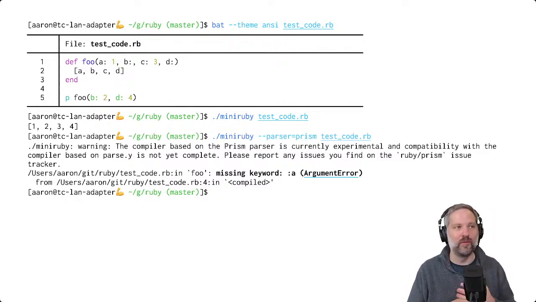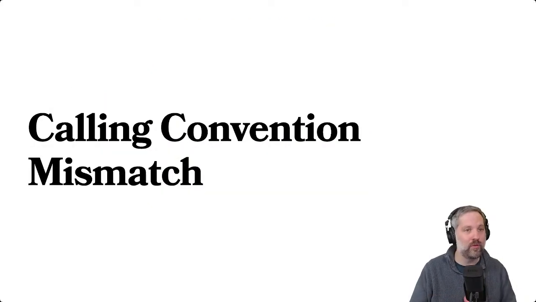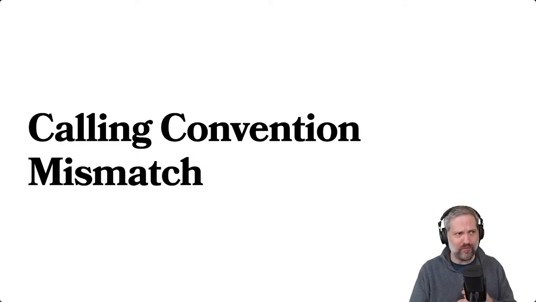If we run it with Prism, though, it just blows up and says we're missing keyword A, gives us an argument error and doesn't run. The reason for this bug is a calling convention mismatch. We'll take a look specifically at what that mismatch is when we go in to fix the bug. But that is the issue.